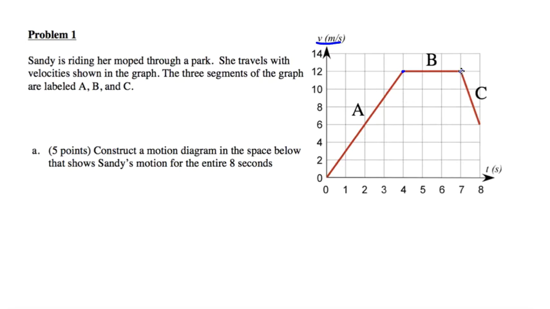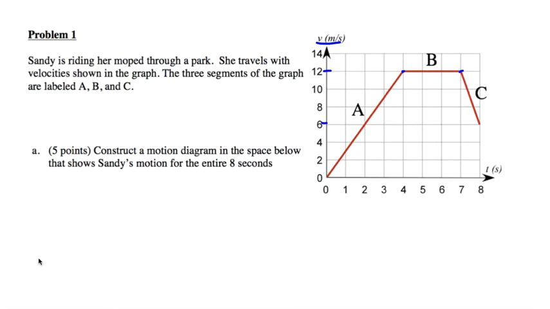And then that last second, she doesn't turn around and go in a negative direction. She just slows down, guys. She goes from a speed of 12 down to a speed of 6. She's slowing down for that last second. So she's speeding up, constant speed, slowing down. That's what you have to show on part A here for that motion diagram. Alright, so let's make that together.